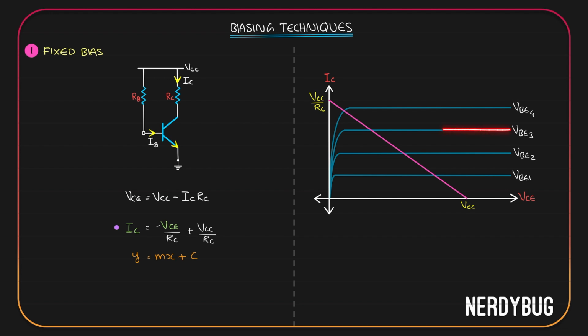Can you guess in this example where will be our Q point? We chose VBE3 that gave us this much current. For this much current, we need this much VCE. That means our Q point is over here. So the straight line graph that we got represents the relationship between the DC voltage VCE and the DC current IC in the circuit, and it is determined by the load resistor RC. Because of these reasons, we call it the DC load line. The DC load line helps us to analyze the operating point or the Q point of the transistor.